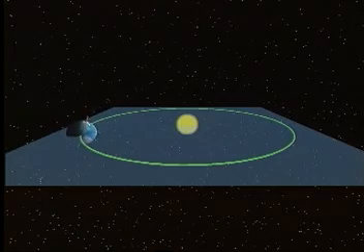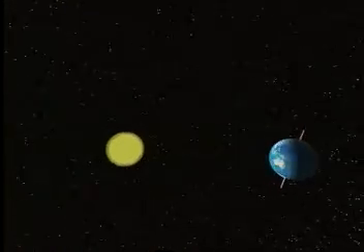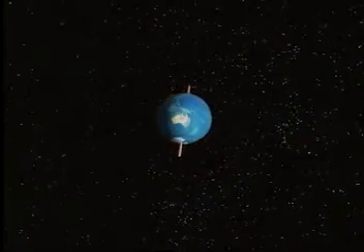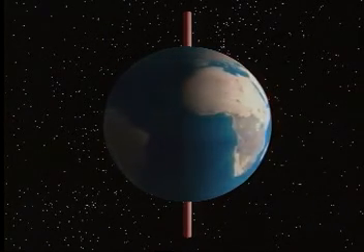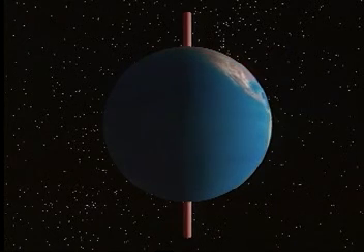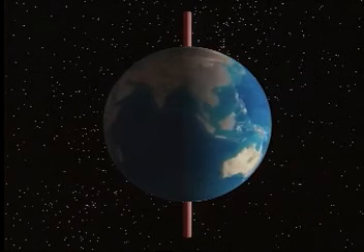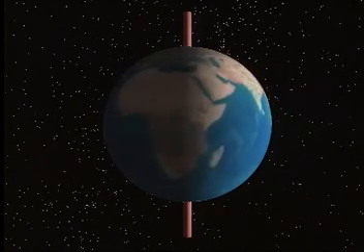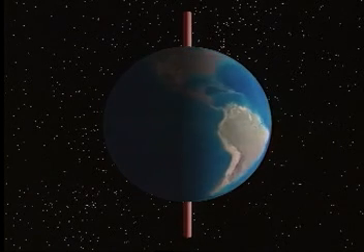Let's take a look at just how the tilt affects the length of our days. First, we'll get a close-up look at the Earth on the first day of spring. This day is called the vernal equinox. From this position, we can see that on this day, the poles tilt neither toward nor away from the Sun, and the line between night and day passes directly through the poles. The result is that day and night are equal in length everywhere on the Earth.